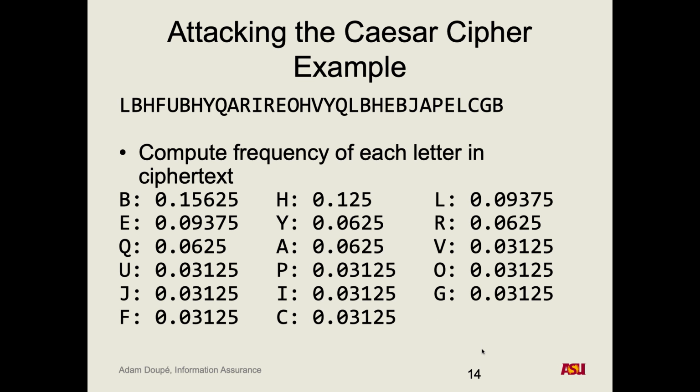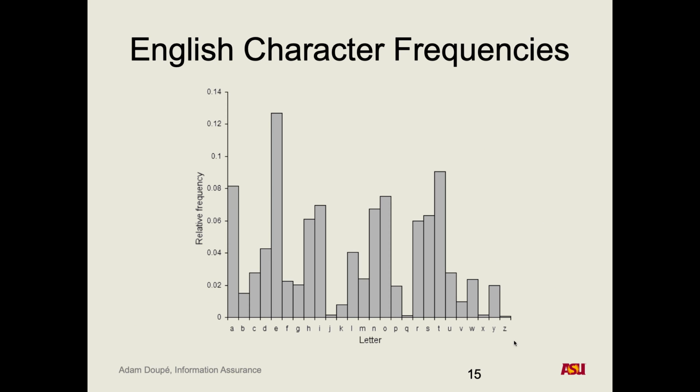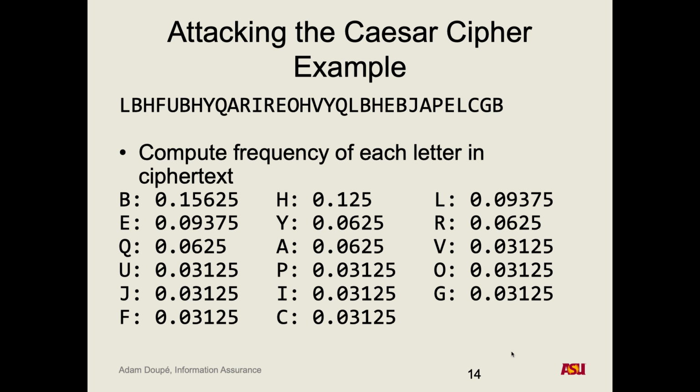So then we can calculate that in our ciphertext. Just like we discussed, let's see, is B the most frequent? I think yes, B is very frequent. Okay, now I see. So this is sorted by frequency, upper left to the right. So it's B, H, L, E, Y, R, Q, A, and so on and so forth, right, to the least frequent.